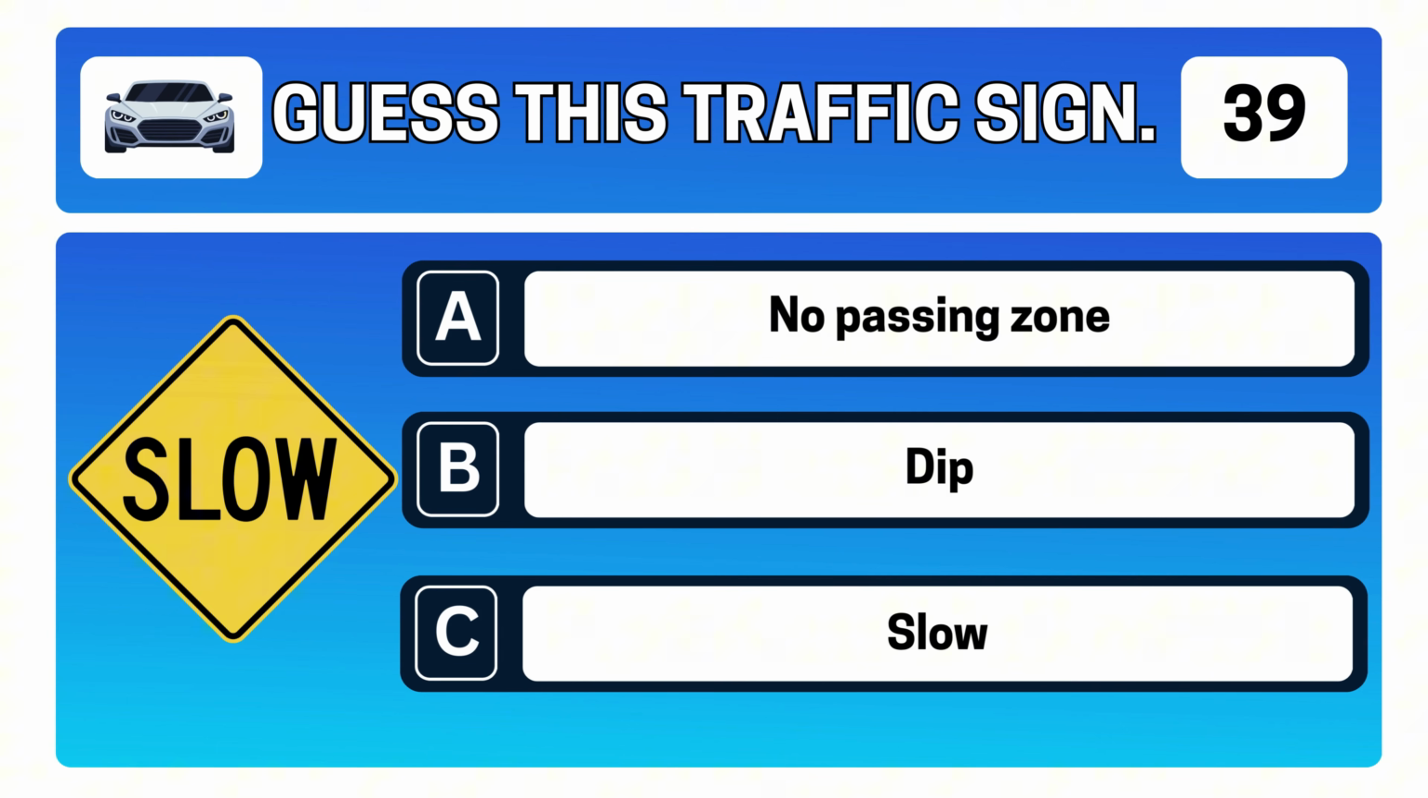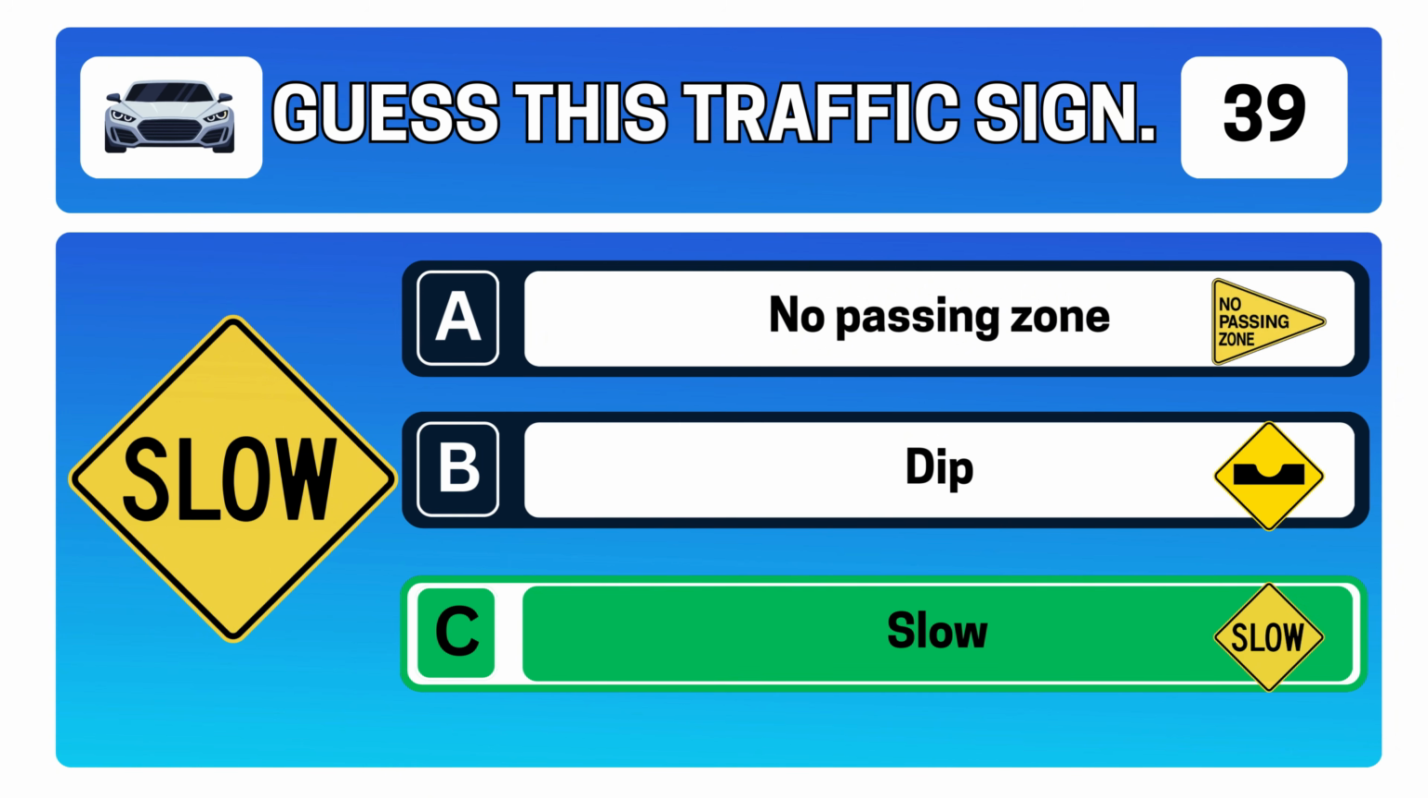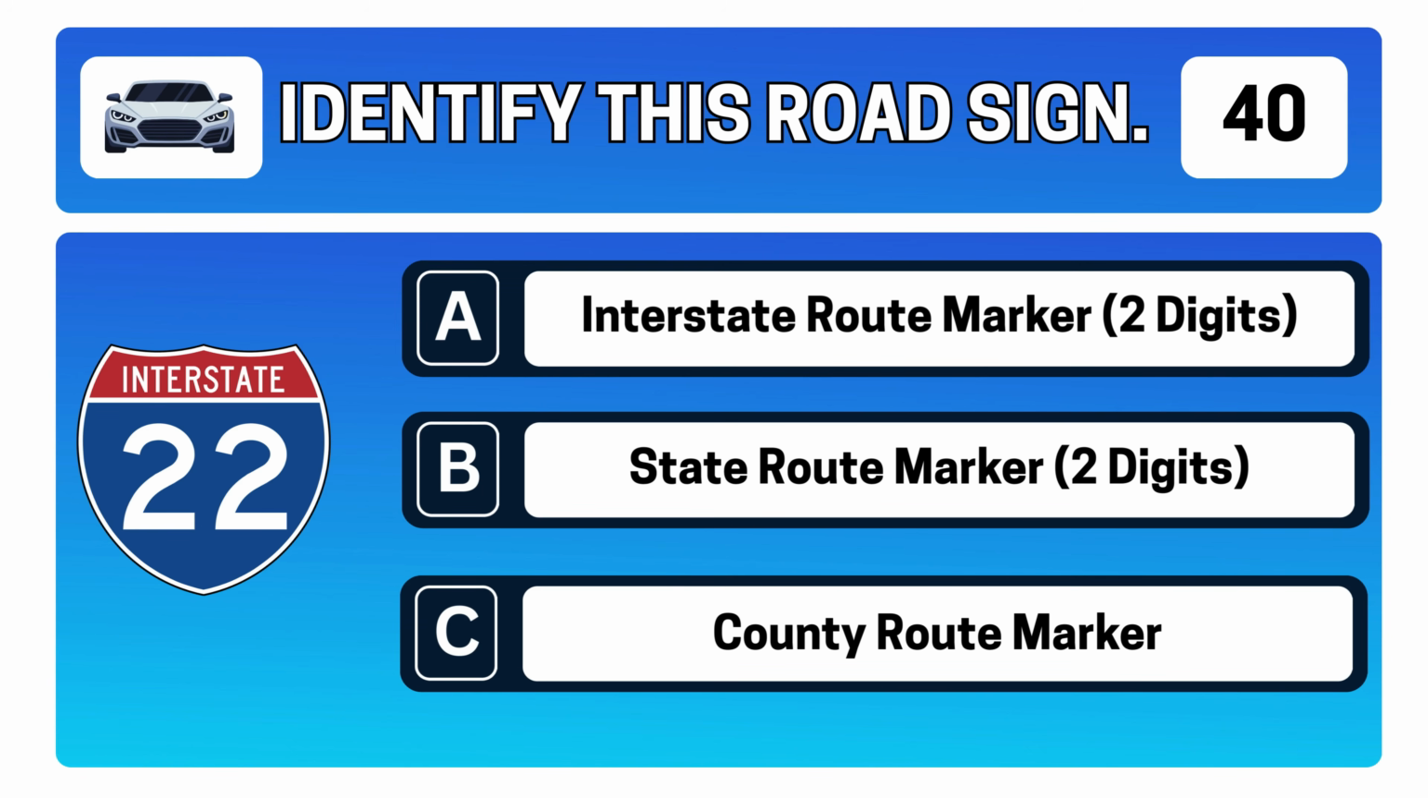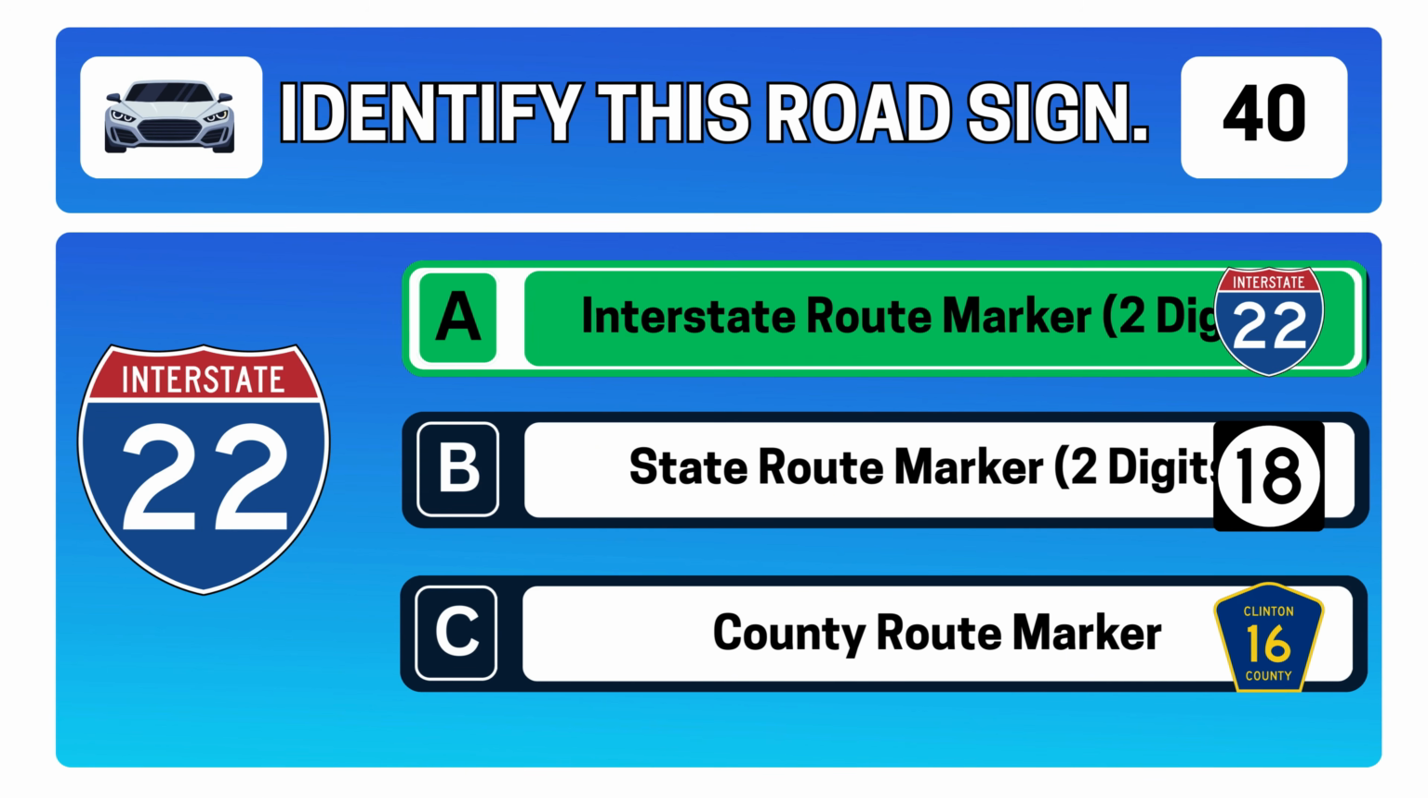Guess this traffic sign. Well spotted. It is the slow sign. Identify this road sign. Correct! It is the interstate route marker sign.